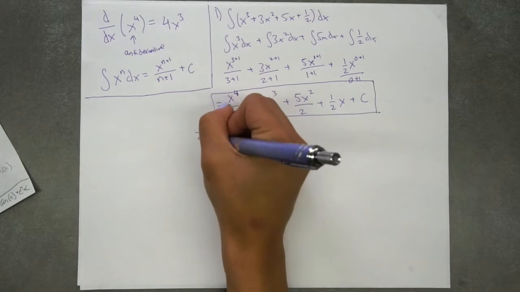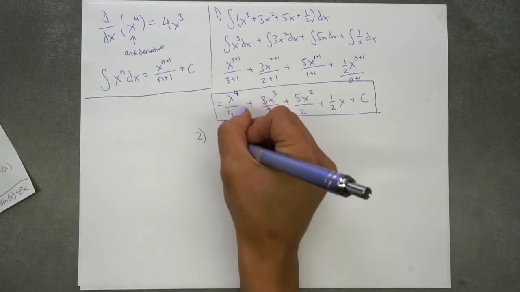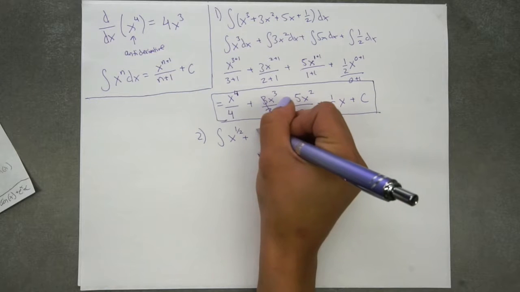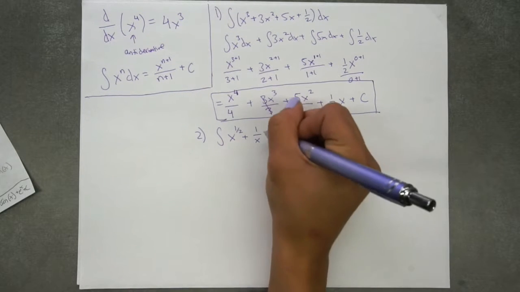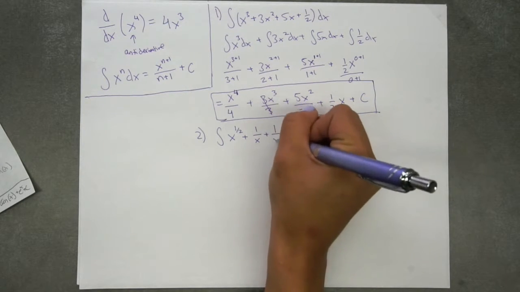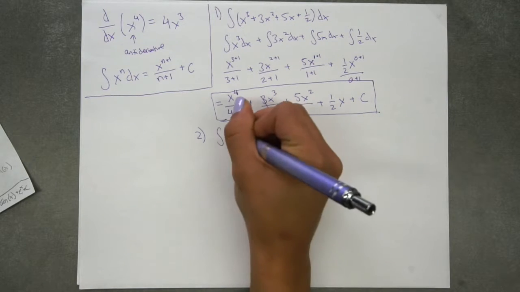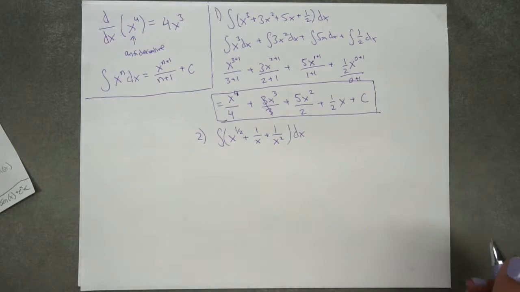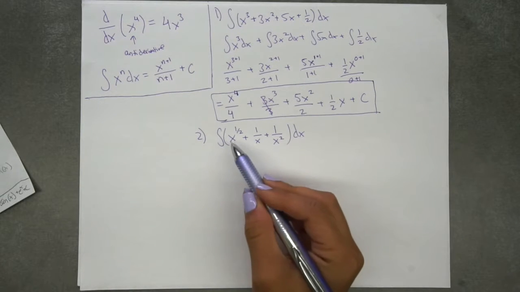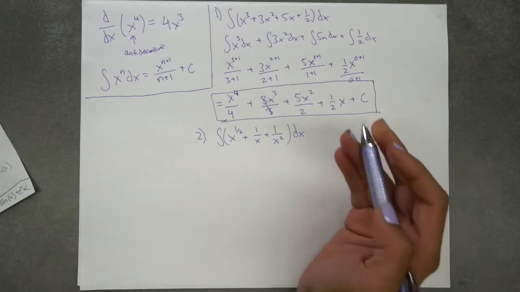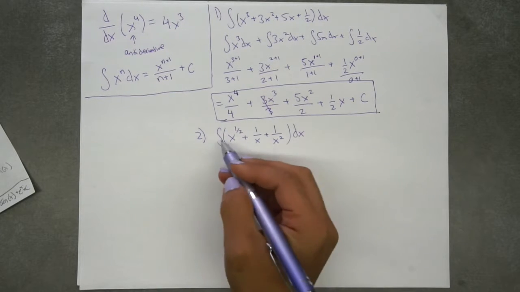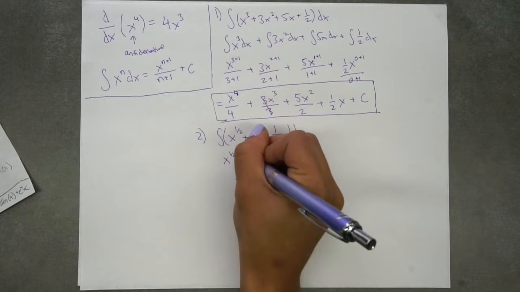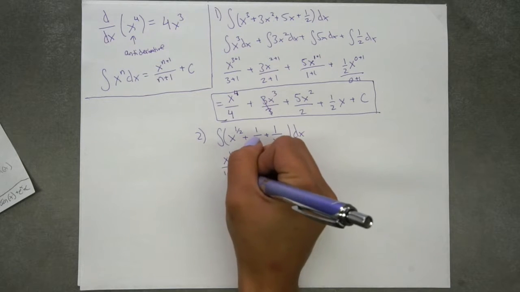So here's another problem. We're going to integrate x to the 1/2 power plus 1 over x plus 1 over x squared dx. We're going to integrate each of these terms separately since we're adding them. So the first term, using the power rule, we get x to the 1/2 plus 1 divided by 1/2 plus 1.